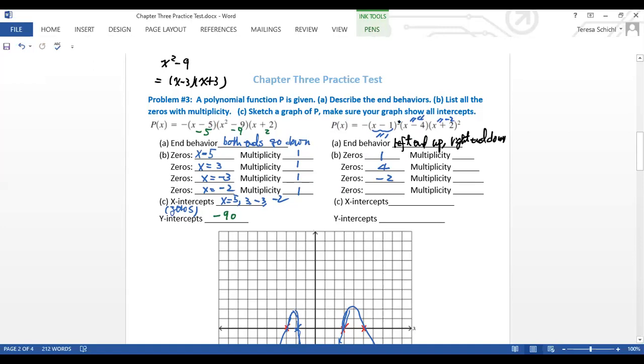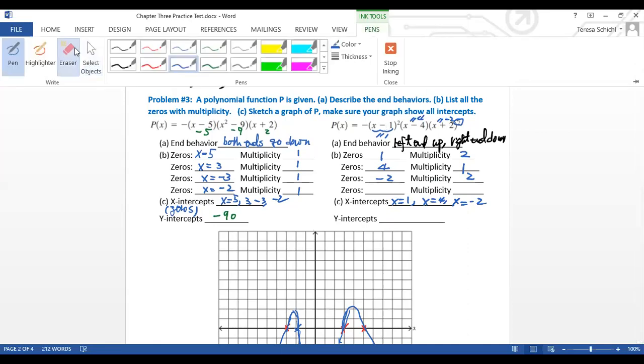So this is 1, but I have a square. So what is the multiplicity here? Multiplicity is 2, right? This is x minus 4, so multiplicity is 1. This is x plus 2, so x equal to negative 2, but I have a square here, so multiplicity is 2. So my x-intercepts are x equal to 1, x equal to 4, and x equal to negative 2 here.